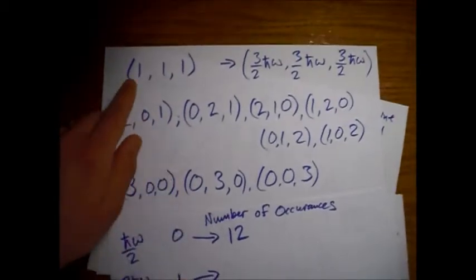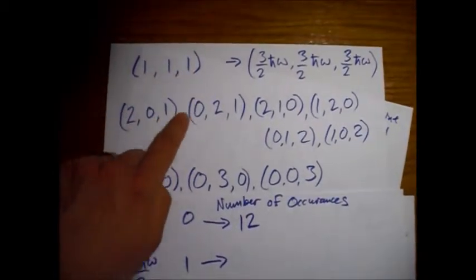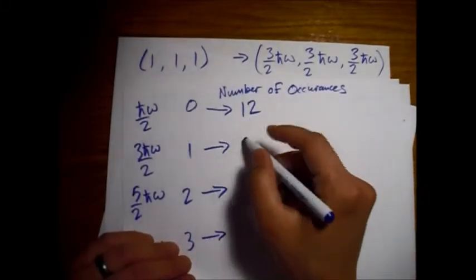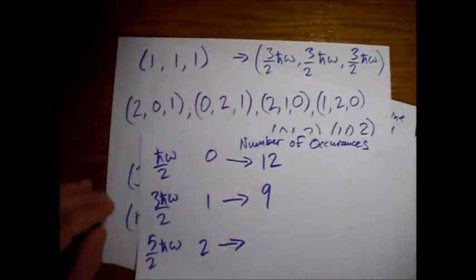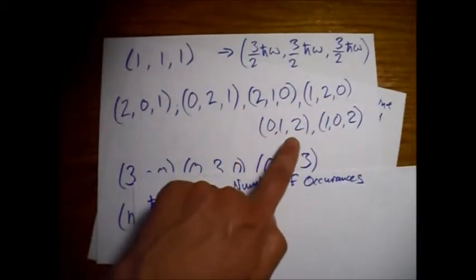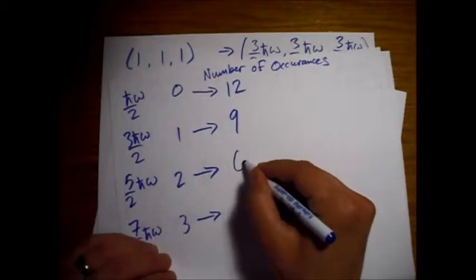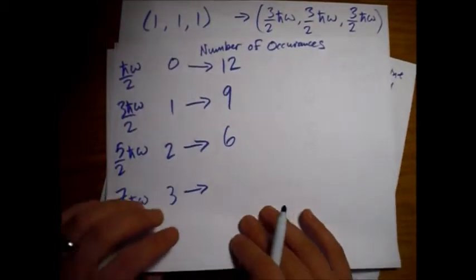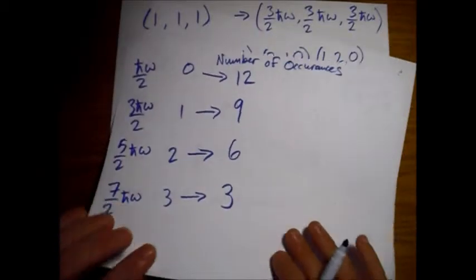So let's count the ones. We have 1, 2, 3, 4, 5, 6, 7, 8, 9. Okay, so we just have 9. And then we count the 2s. Here's 1, 2, 3, 4, 5, 6. And we count the 3s. 1, 2, 3. There are 3. All right, so here we go.